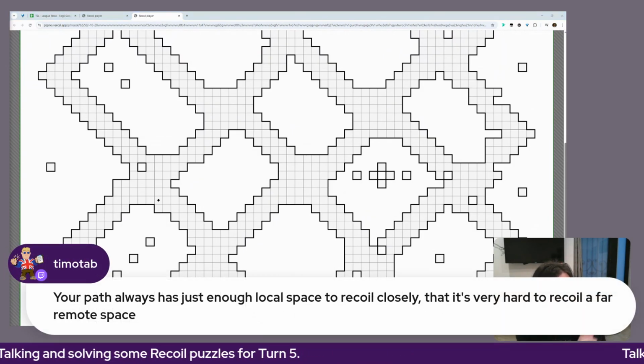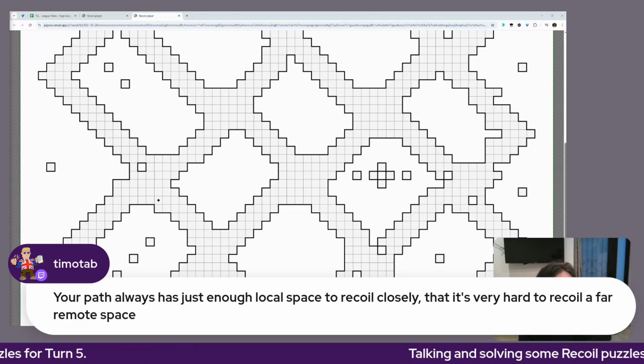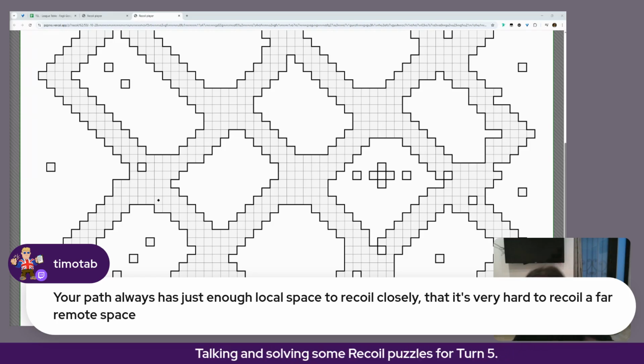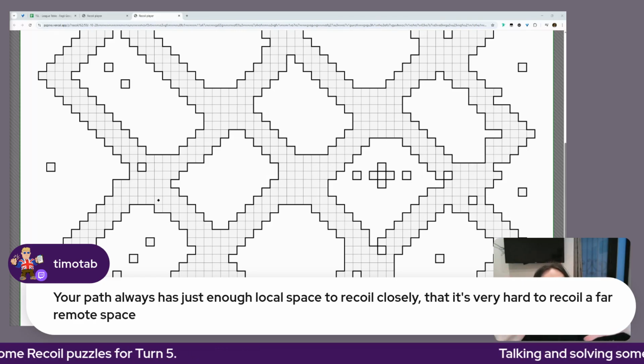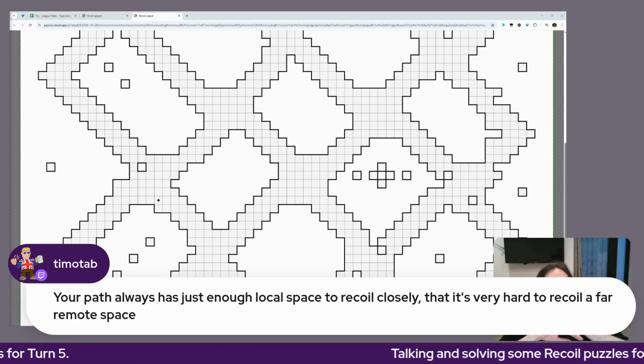Yeah. That's what Timothy said. Your path always has just enough local space to recoil closely, so it's very hard to recoil in a far remote space. Yeah, because of the fact that it's always 4 cells. If it was three cells wide, then everything I'm saying would be wrong.